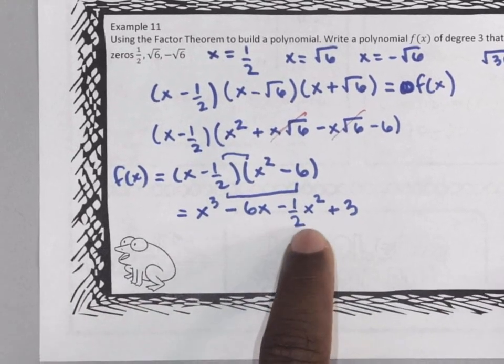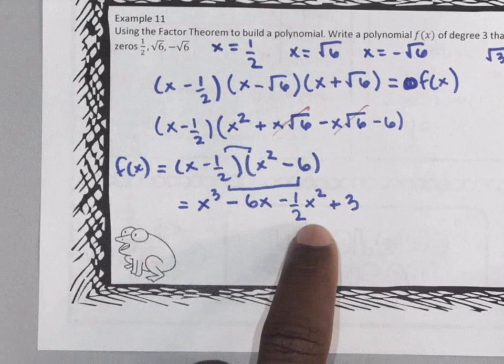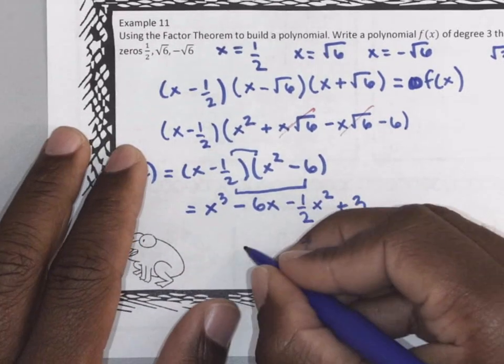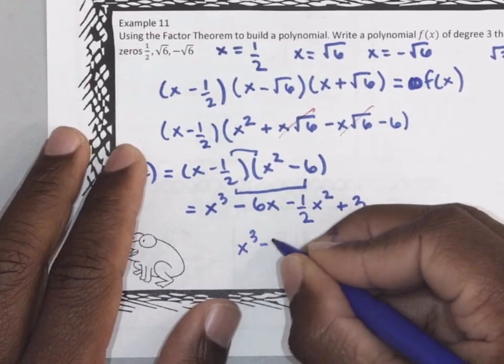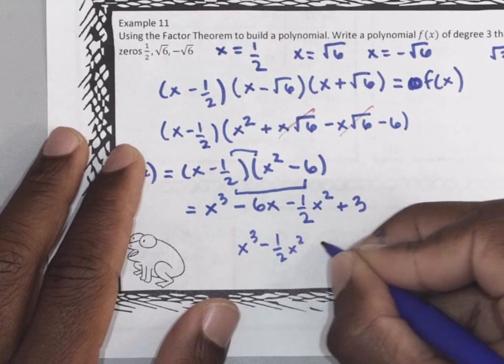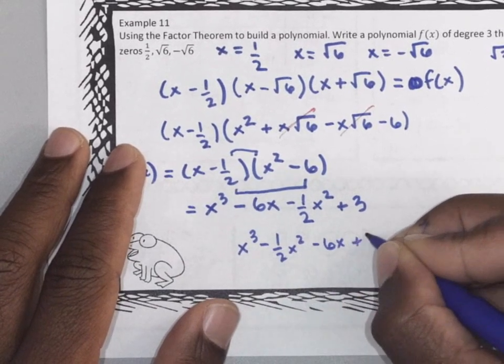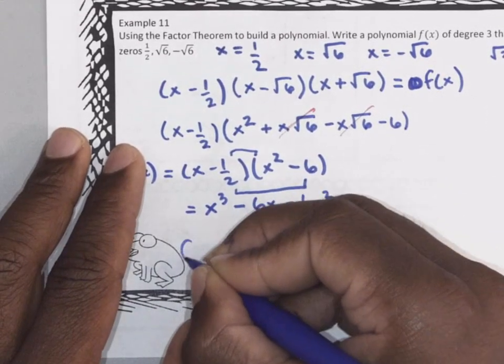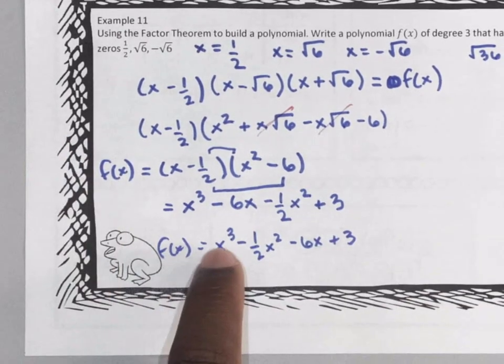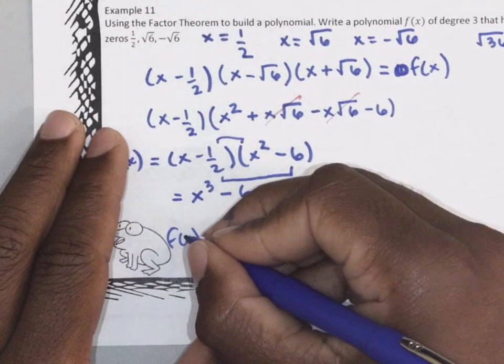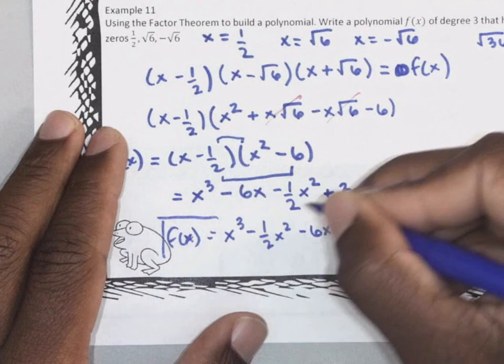Right, then we just want to write it in order. We need the second term, the x squared, to come second, so just a little formality. This is my polynomial to the 3rd degree.